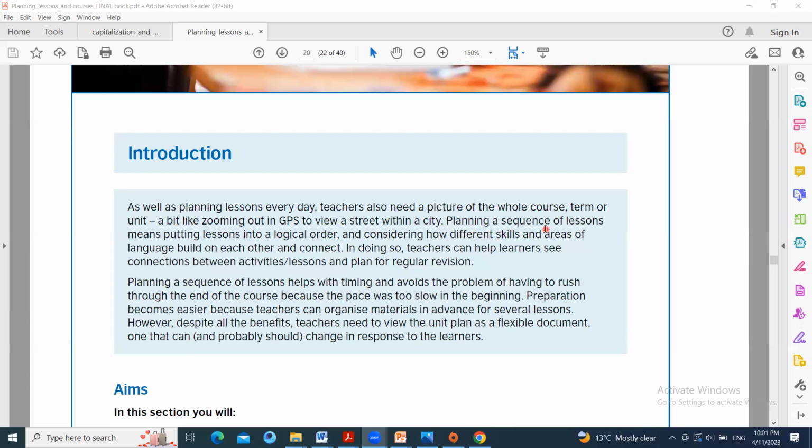Planning a sequence of lessons means putting lessons into a logical order and considering how different skills and areas of language build on each other and connect. In doing so, teachers can help learners see connections between activities, lessons, and plan for regular revision.